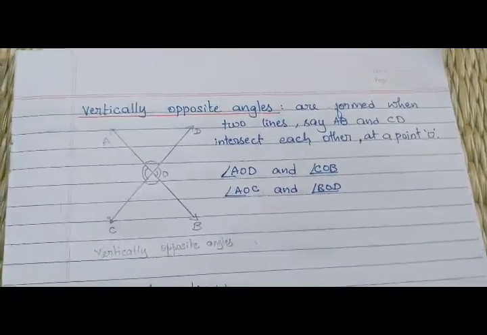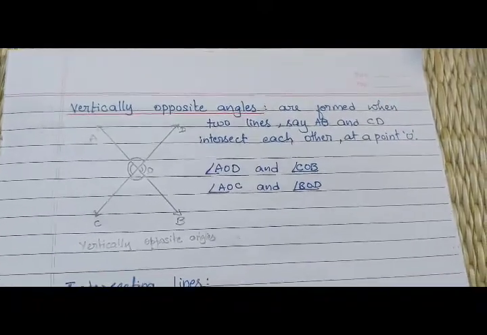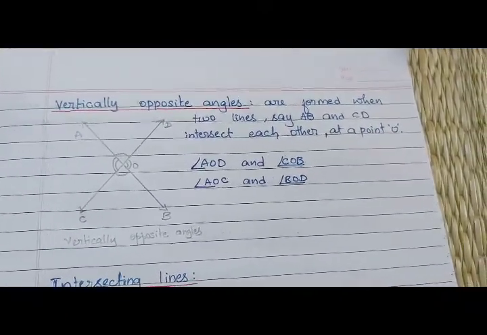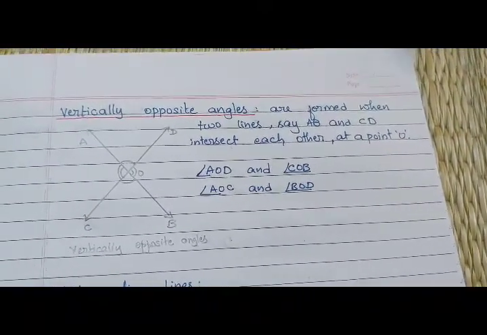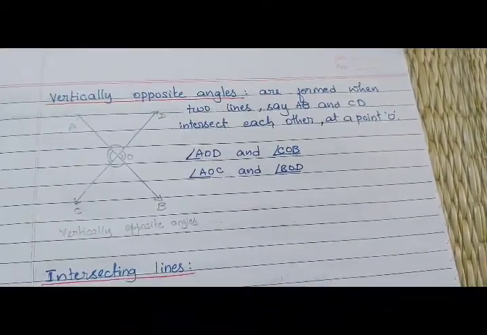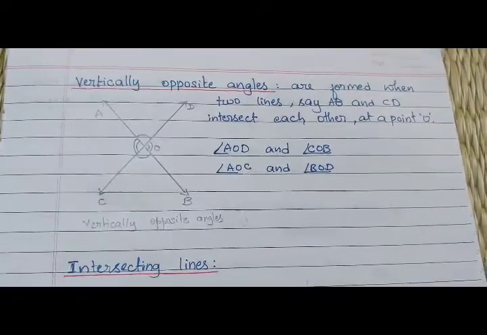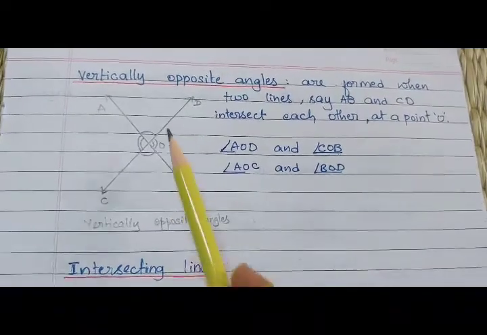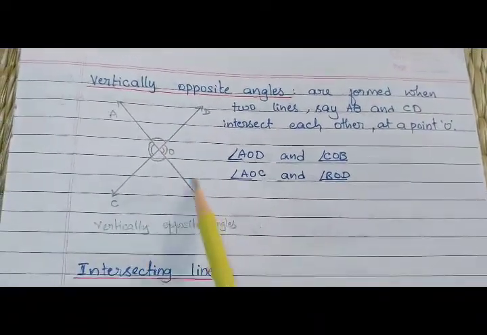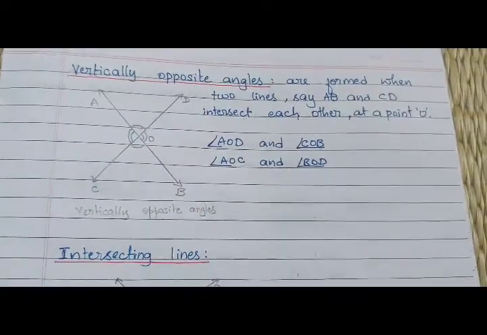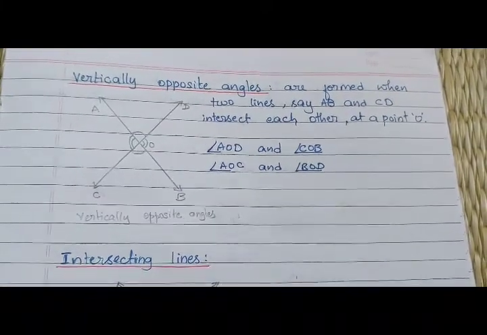Vertically opposite angles are formed when two lines, AB and CD, intersect each other at a point O. And here these are vertically opposite angles: AOD and COB, AOC and BOD.